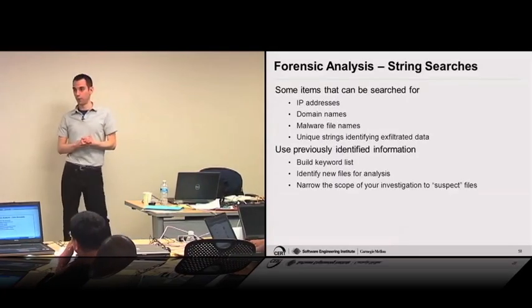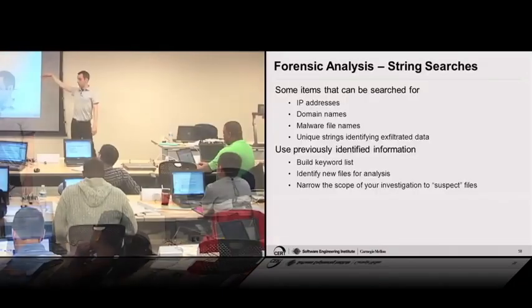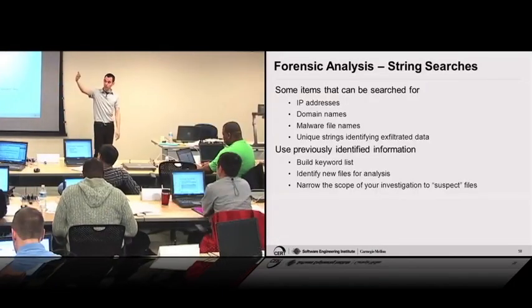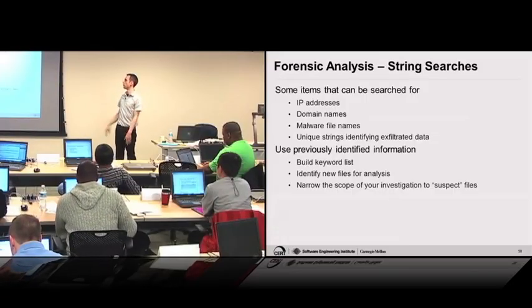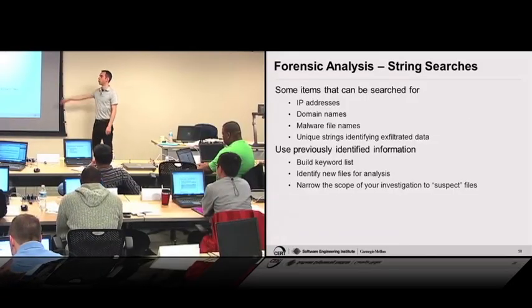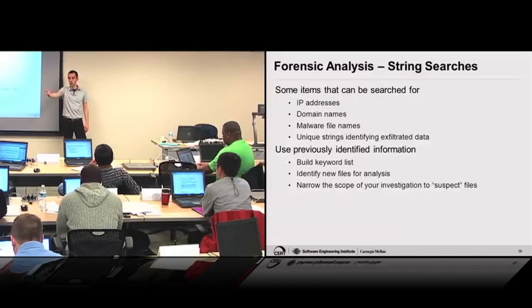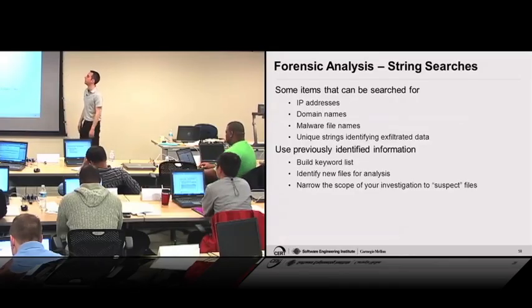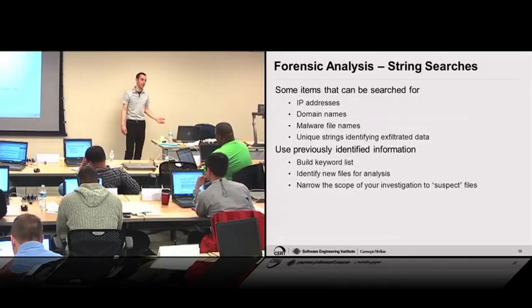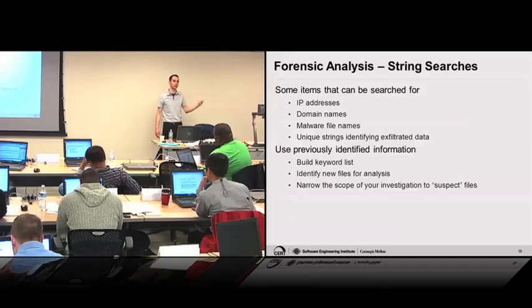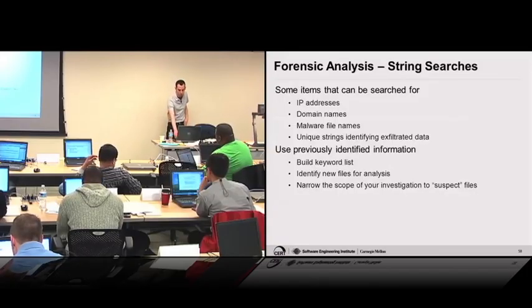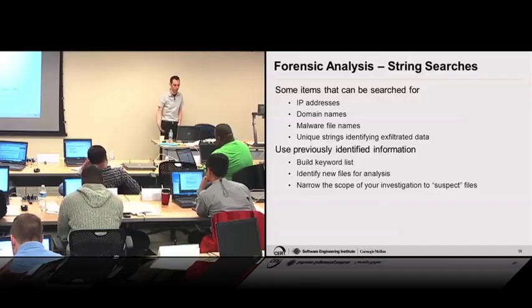String searches can, of course, be helpful, searching for IP addresses, domain names, things that we had previously identified, file names, and so on and so forth. You can look for unique strings from things like runtime analysis, or unique strings in an executable by running strings against it, or in memory. You can use previously identified information, building the keyword list from previous cases, using that to identify things of interest, or domains or IP addresses that will be of interest, and so on and so forth.